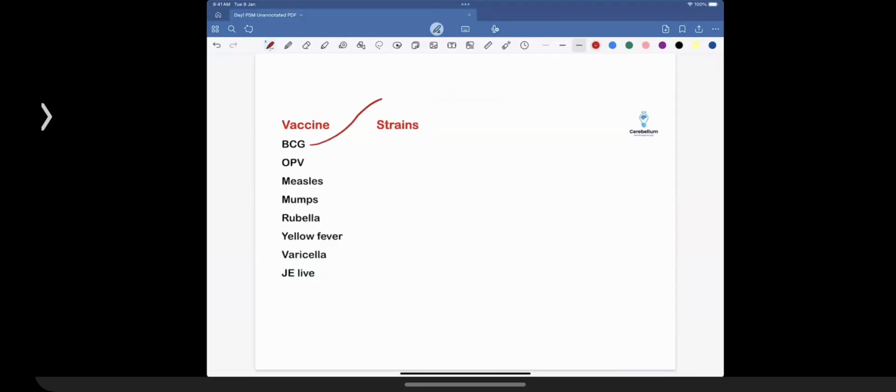BCG strain is Danish 1331. It is derived from, and how long it takes to produce? Two questions are asked. Yes, it is derived from Mycobacterium bovis. It takes 13 years for production. Also, one more strain of BCG came as a choice in the paper. One more strain of BCG, Copenhagen strain. Very right.